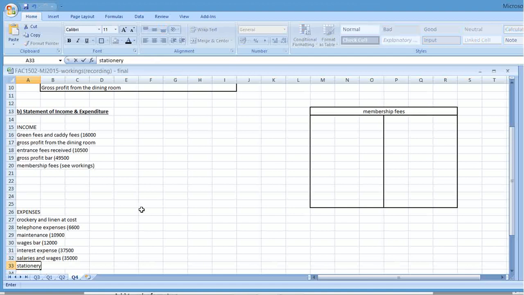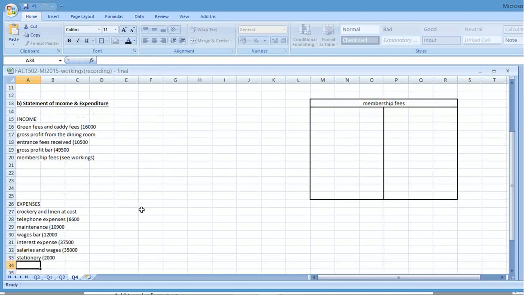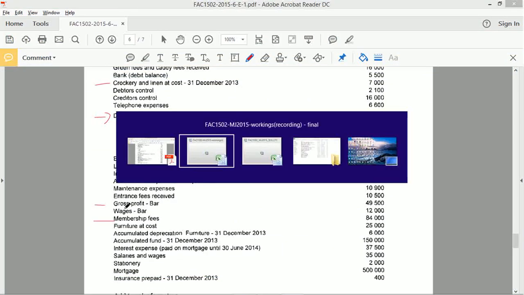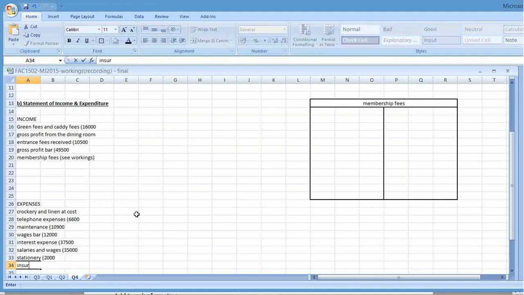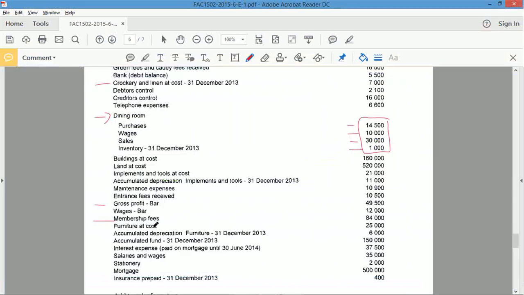Stationery 2,000. Mortgage is liability. Insurance you'll have, but not the prepayment, the actual expense part of it.